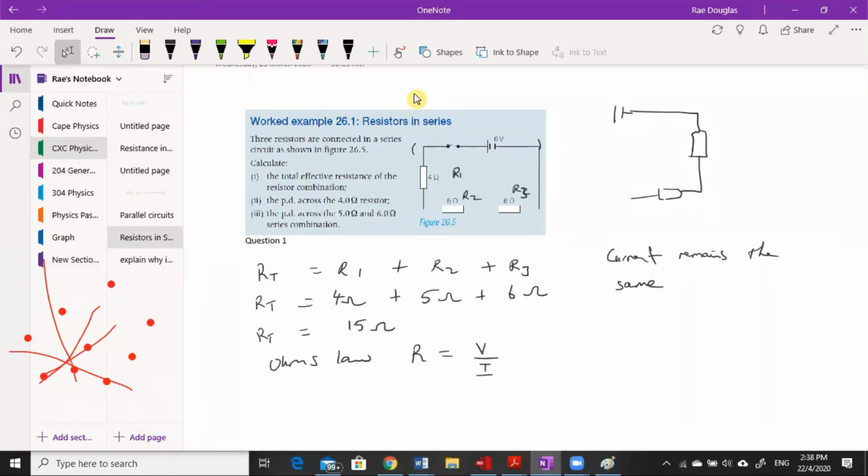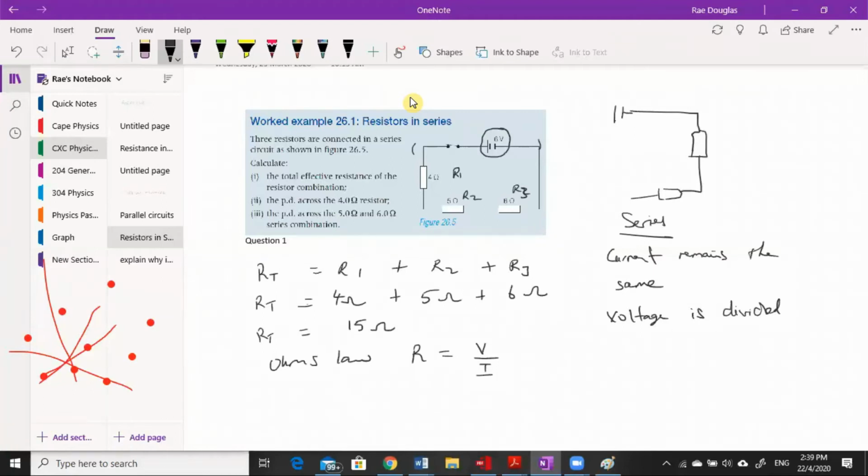Current remains the same, and voltage is divided. This is critical to note: in a series circuit, the current remains constant, which means it doesn't change, and the voltage is divided among the resistors or the components inside the circuit. So I have the total voltage here, which is 6.